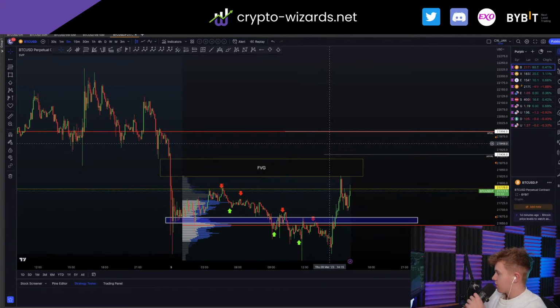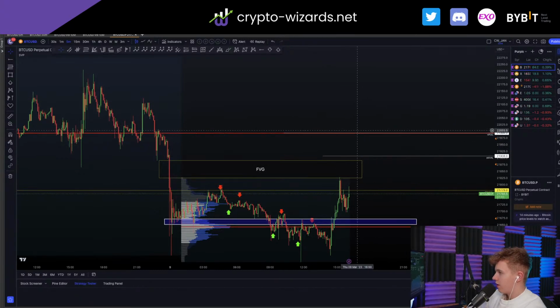What are our short plans if we go higher? I got a GP and naked daily POC at 22k. Yes, that's why I have the level here.